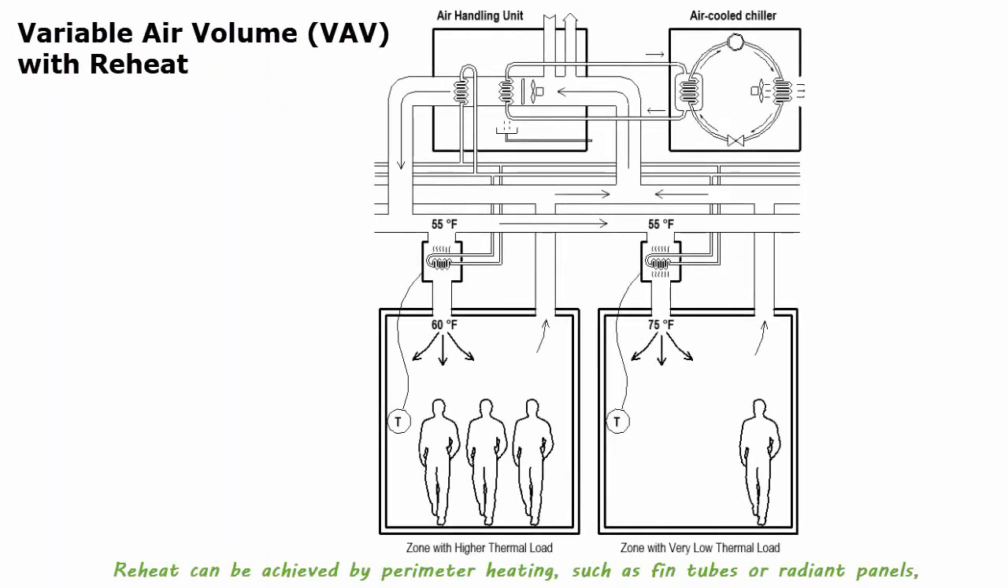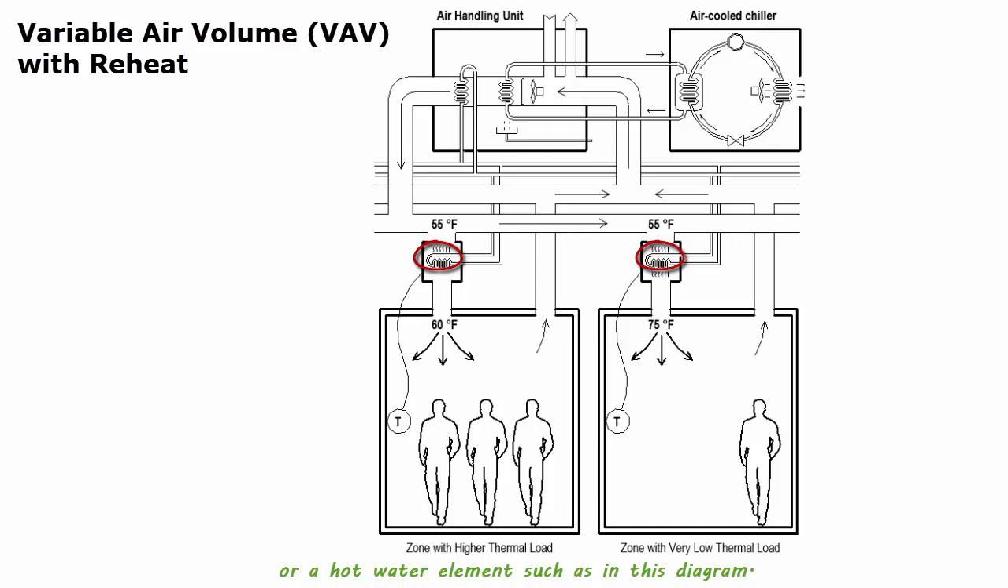Reheat can be achieved by perimeter heating, such as fin tubes or radiant panels, or by providing reheat inside the VAV box. The source of reheat in the VAV box can be an electric heating element or a hot water heating element, such as in this diagram. The thermostat and the controller will turn on the reheat element only when the zone is under the above-mentioned condition.